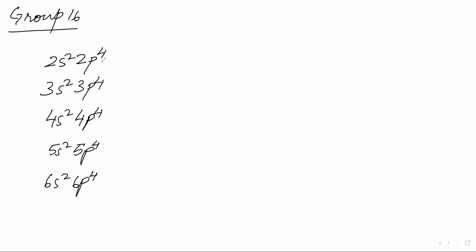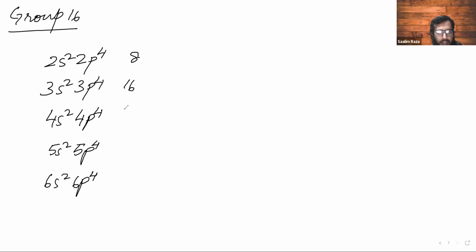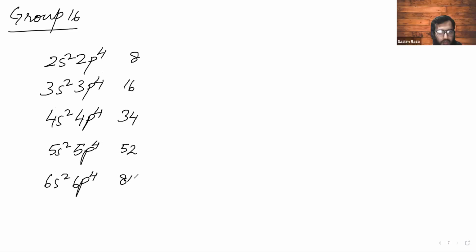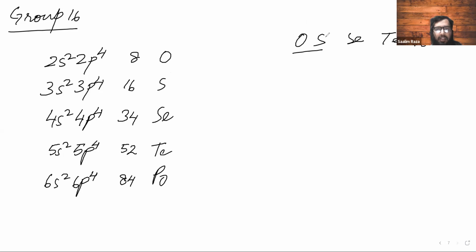Sir, atomic numbers will be 8, 16, 34, 52, 84. Wait a second. Where is the eraser? See how easy this is. O, S, Se, Te, Po. You just have to pronounce what these elements are, nothing else. Yes, that's it. Okay, no worries.